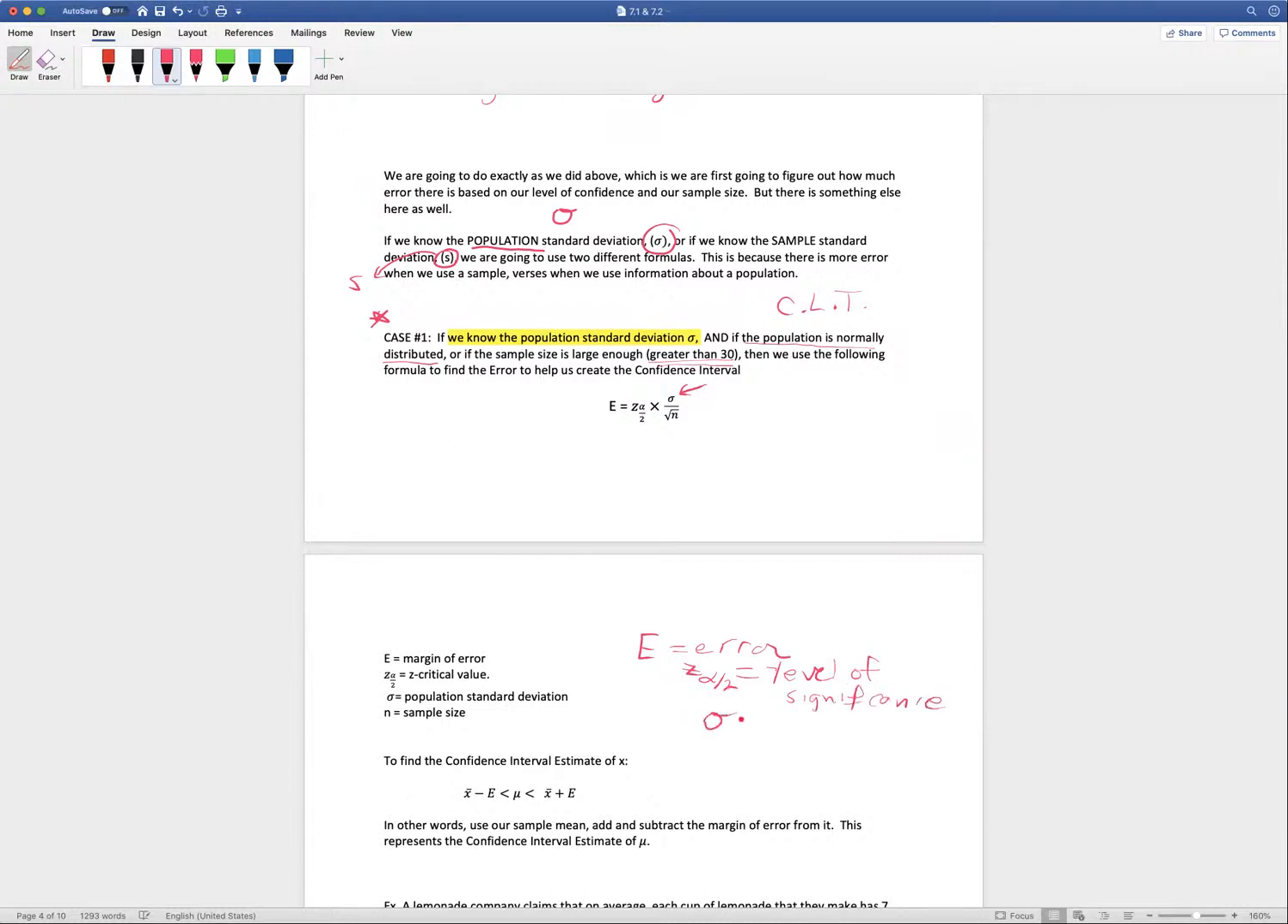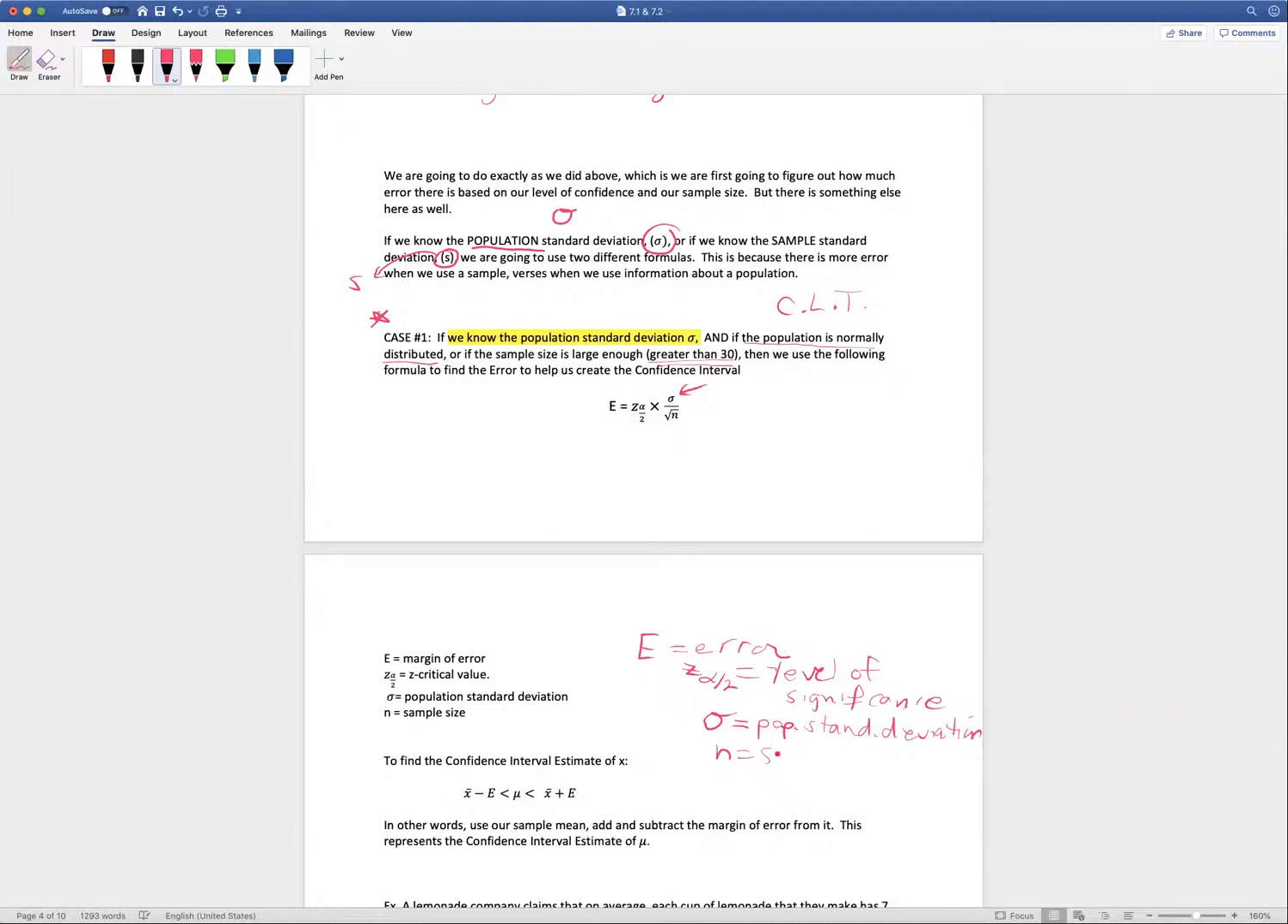Sigma represents our population standard deviation. And again, that's something that we're going to give you. So error is what we need to figure out. We need to figure out what E is. Z of alpha over 2 we're going to give you, and you're going to figure that out based on how confident we want to be: 95% confident, 99% confident, or 90% confident. Sigma stands for the population standard deviation, also something we're going to give you. And n is our sample size. How many samples were we able to get our hands on?